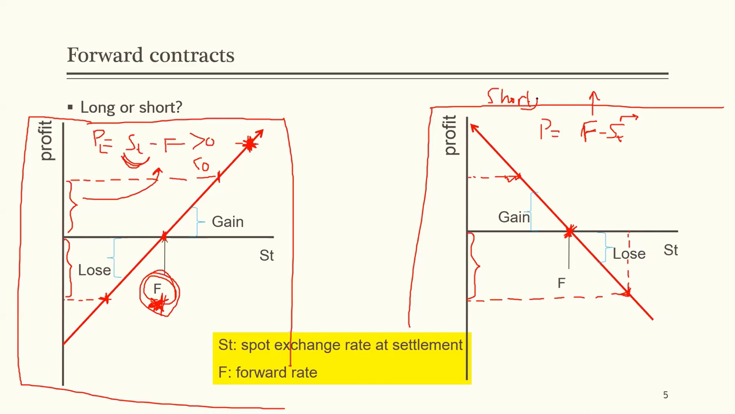So with a short position, every time when the future spot rate is higher than F, I will have a worse off position. So my payoff is negative, okay? In contrast, if the future spot rate decreases, I will find that I'm better off relative to everyone else because I get to sell the currency at the higher rate, okay? So if ST is less than F, I will get a positive payoff, okay?